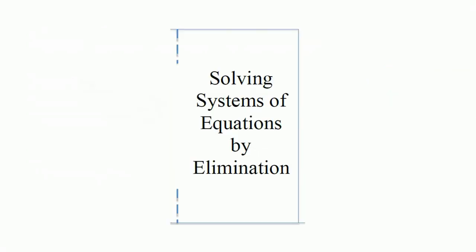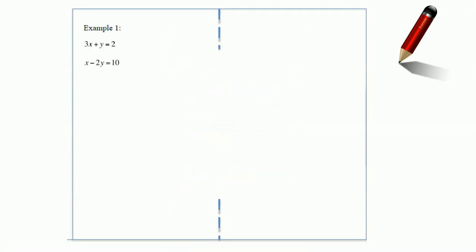So grab out that Solving Systems of Equations by Elimination booklet that we made in class today, and flip to the first page, example 1. In example 1, we have 3x plus y equals 2 and x minus 2y equals 10. This is our system. I'm going to put my instructions over here.